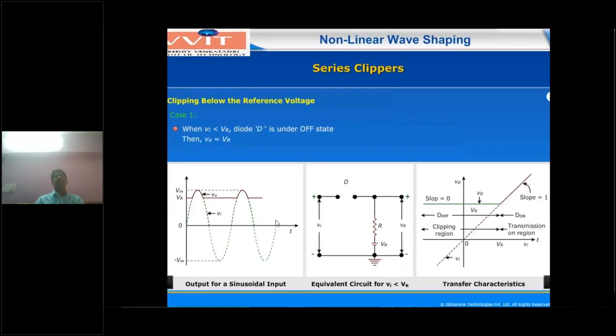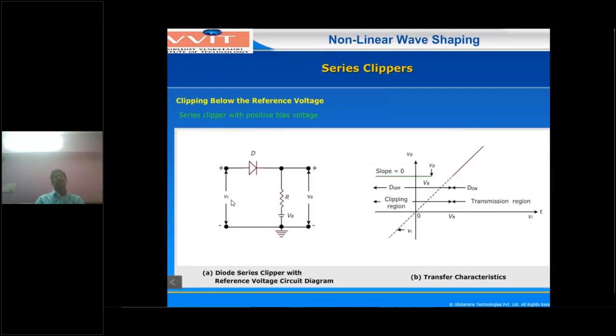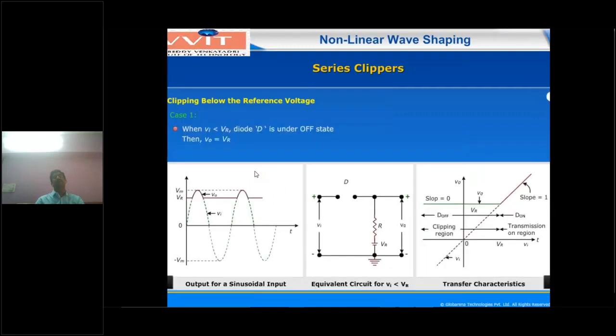The first condition is VI less than VR. What about the diode? Look at this diagram. For example, VI is 0 to 3 volts, while the actual peak value is 5 volts, and VR equals 3 volts. That means the input voltage lies between 0 and 3 volts. Here the diode's positive terminal, the anode, will be at a lower voltage compared to the cathode. So here will be 3 volts and here less than 3 volts. Now the diode will be off, and the circuit will be open.